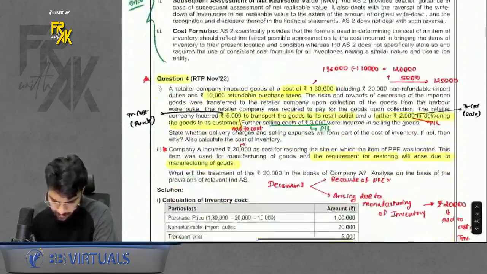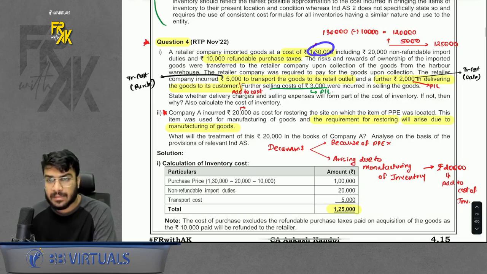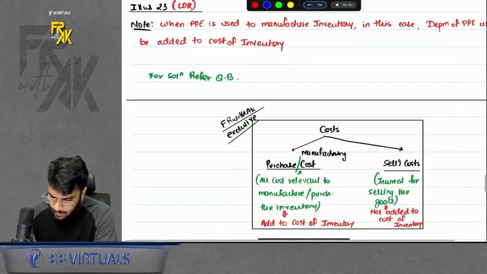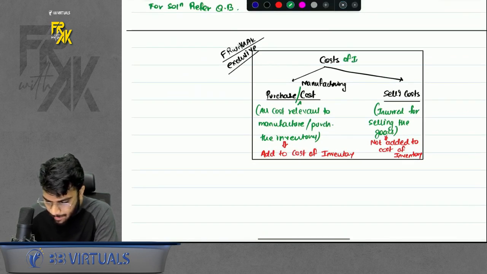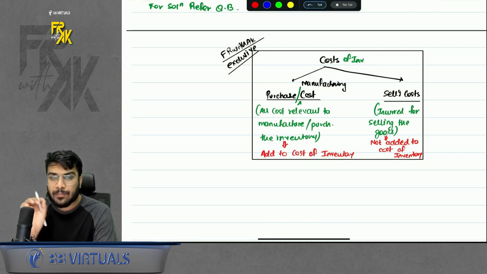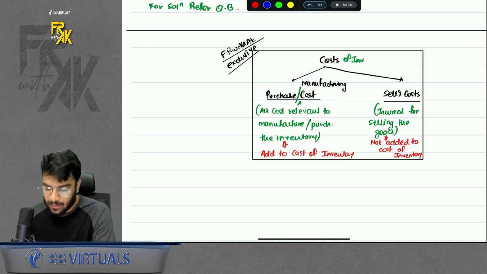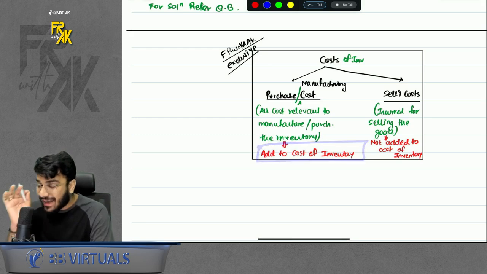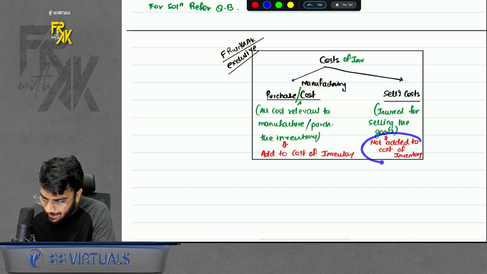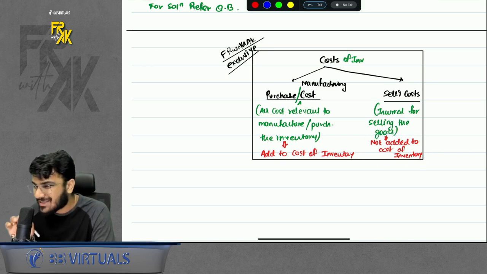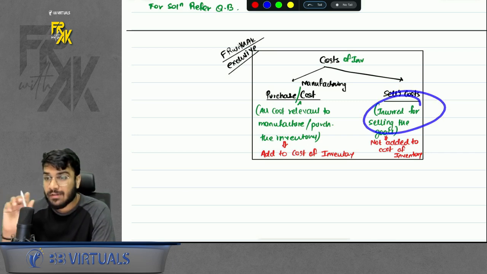Then we have question number 4. Again, a good question. Some cost is given for purchase. One more thing, just remember: whenever the question asks to compute the cost of inventory, two types of cost might be given. One is purchase or manufacturing cost, which is relevant to make the inventory. It will be added to the cost. But if any kind of selling cost is given, that was incurred to make the sale, that will not be added to the cost of inventory, because it was not necessary to manufacture the inventory, it was necessary to sell the inventory. That selling cost will not form part of the cost.